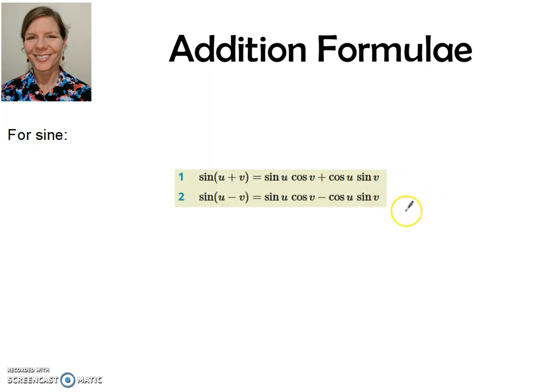You don't need to memorize these. These usually turn up on your formula sheet in an exam, but you do need to know how to use them. And if you can memorize them, it is quicker, obviously, and you need to be able to recognize the questions that you need to use it in.